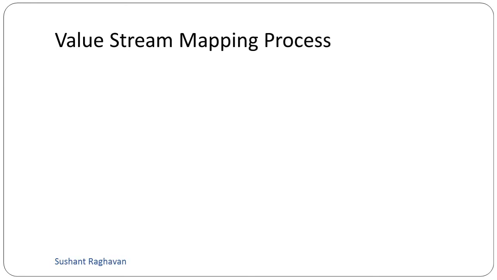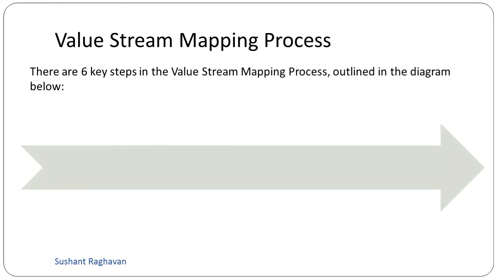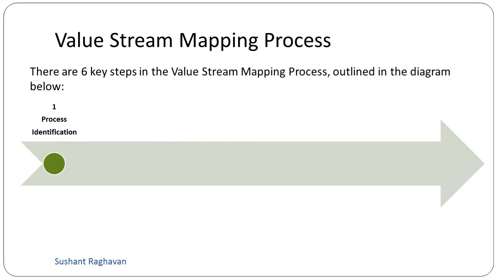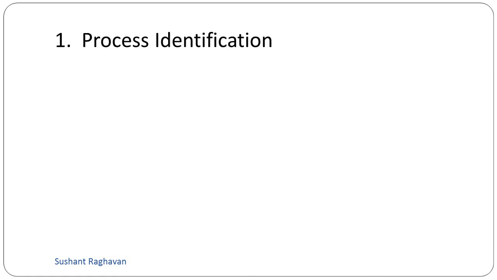Value stream mapping process. There are 6 key steps in the value stream mapping process outlined in the diagram below. Process identification, objectives and scope, map the current state, waste identification, map the future state, action plan and implementation.